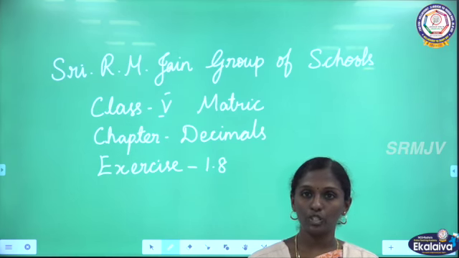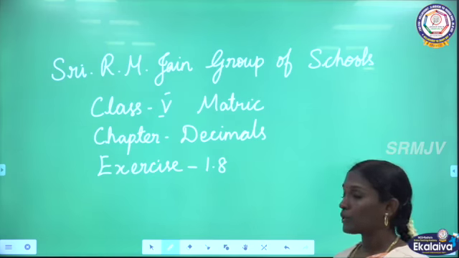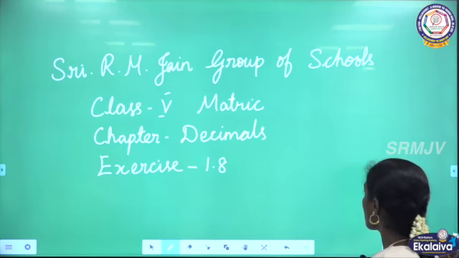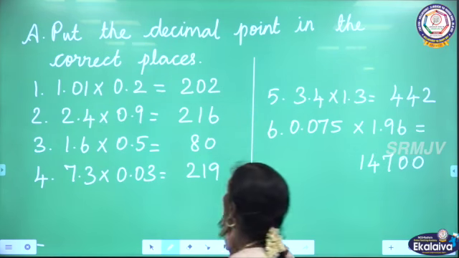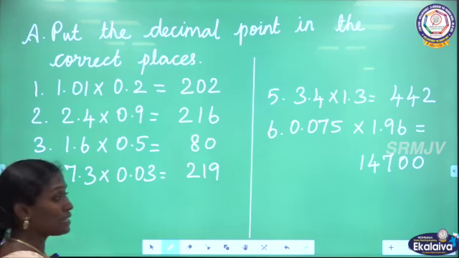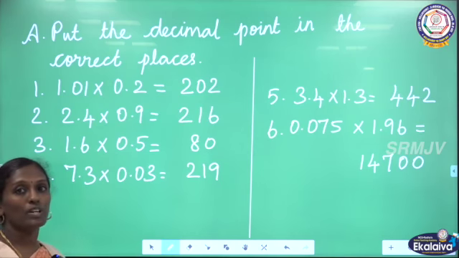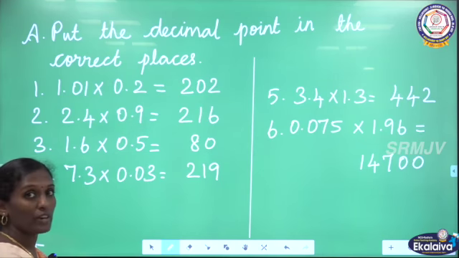Today we are going to do the problems in exercise 1.8 from the chapter decimals. Okay. First question, put the decimal point in the correct places. Here in multiplication the answer is given. We are going to put the decimal point alone.